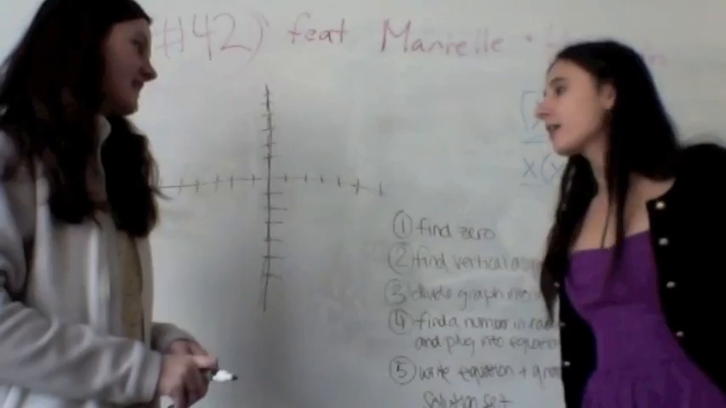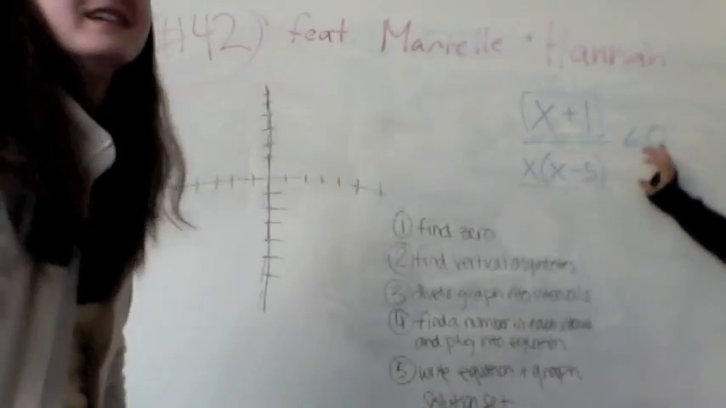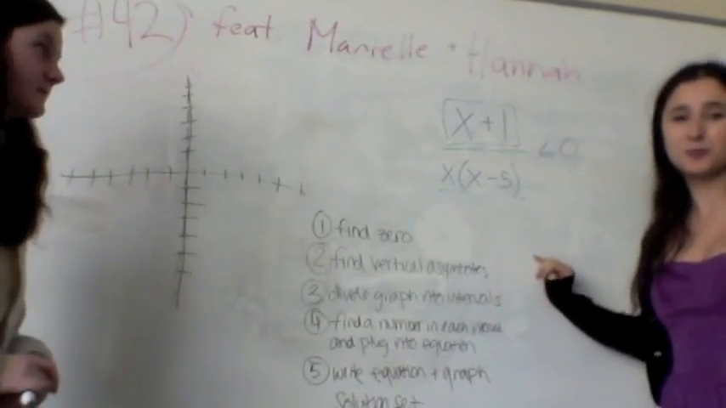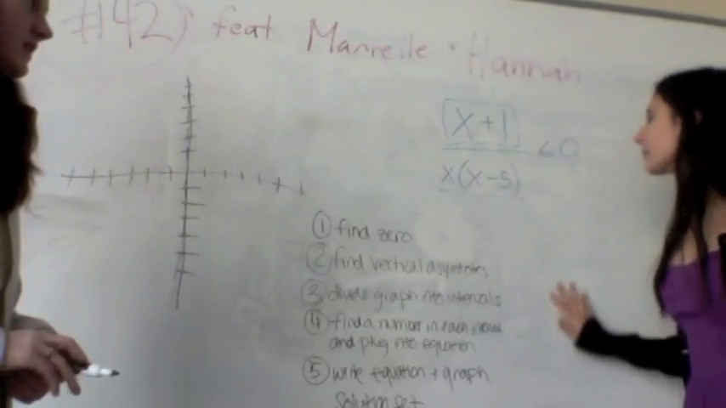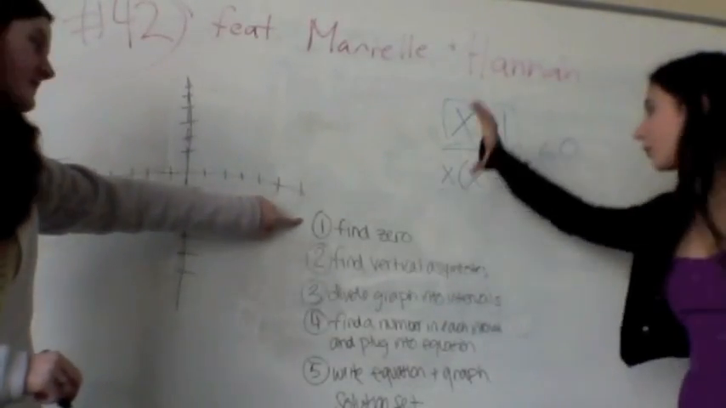Okay, so this is our inequality. If you can't see, it's x plus 1 over x times x minus 5. And it's really nice because it's already in factored form. So first, what you're going to do is find the zeros of your equation.